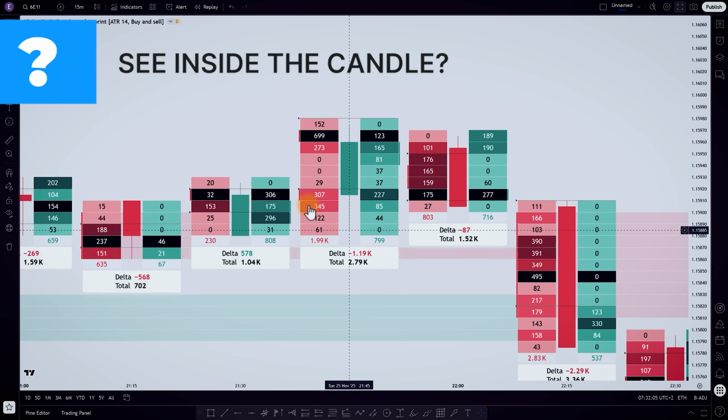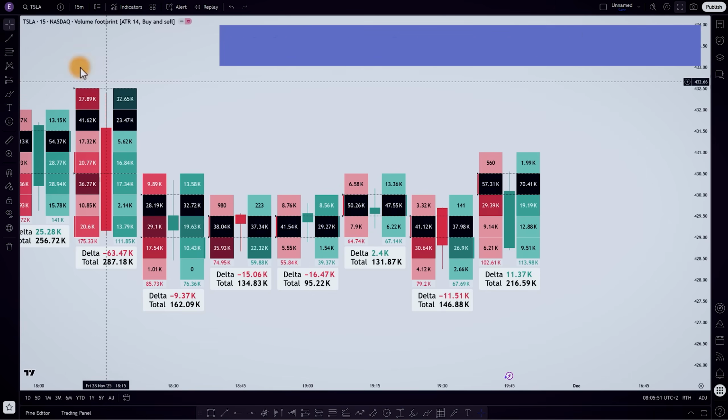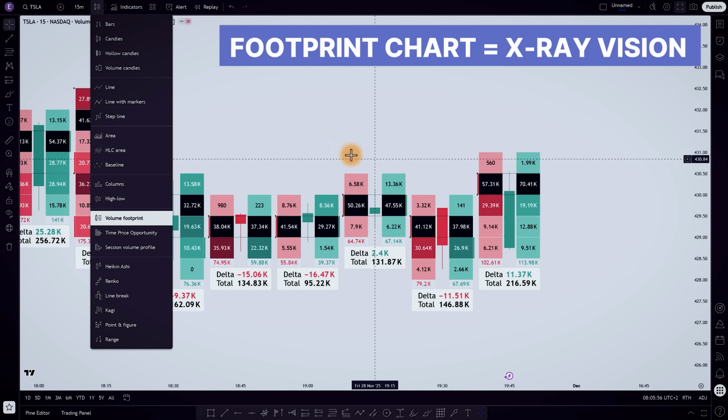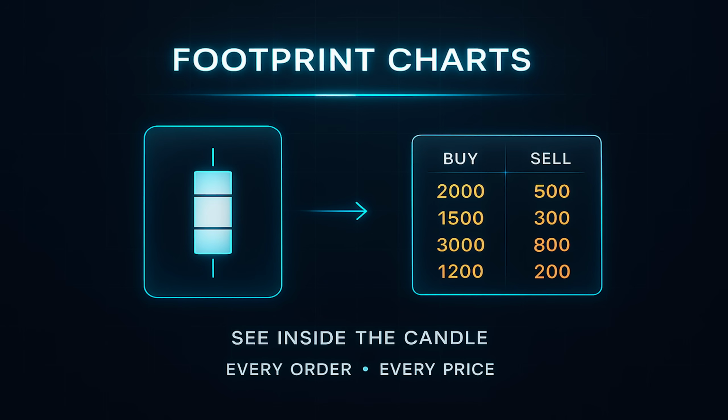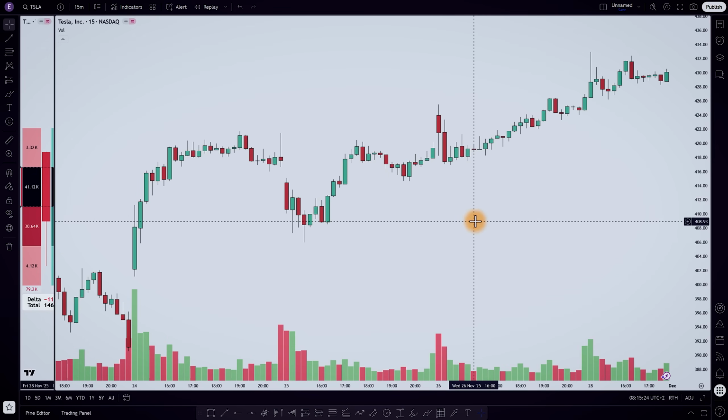What if you could see inside that candle? See every buy order, every sell order, at every single price. That's what a footprint chart shows you. Today, I'm teaching you how to read one, even if you've never seen one before, even if the numbers look confusing right now.